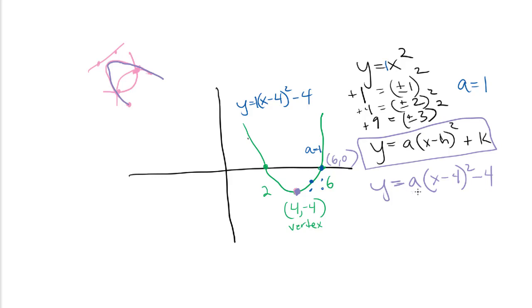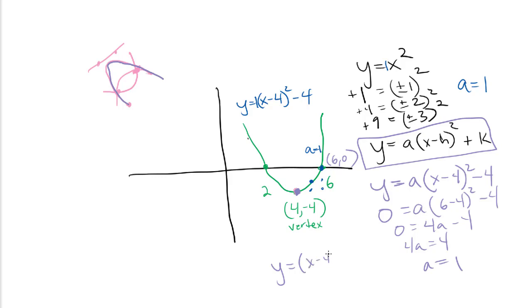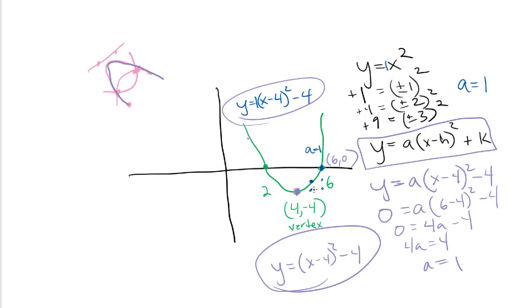Now, I need to find a, but I have my second xy point, 6, 0. So I know 0 for y equals a times 6 for x minus 4 squared minus 4. 6 minus 4 is 2 squared, so 0 equals 4a minus 4. 4a equals 4. A equals 1, the exact same answer. And again, I have the equation of my vertex form: y equals 1 times x minus 4 squared minus 4. The exact same equation I got up here from estimating the offsets from my vertex point and knowing how quickly the graph goes up.